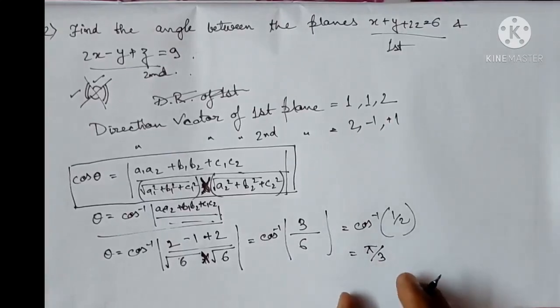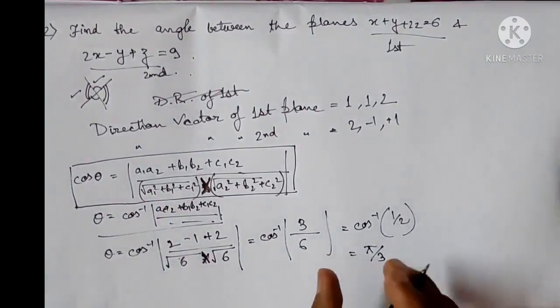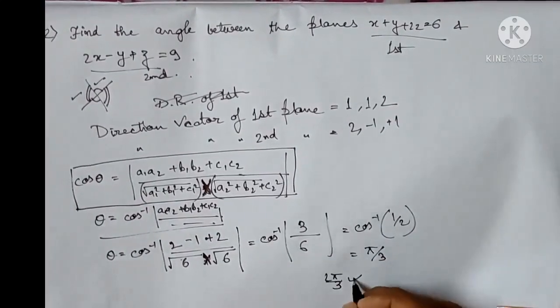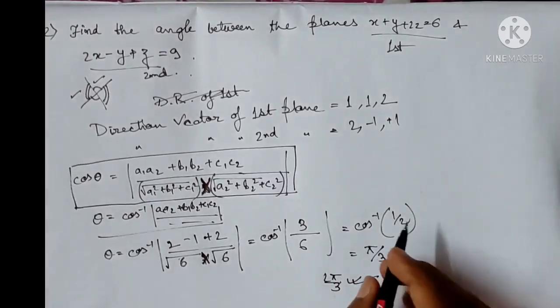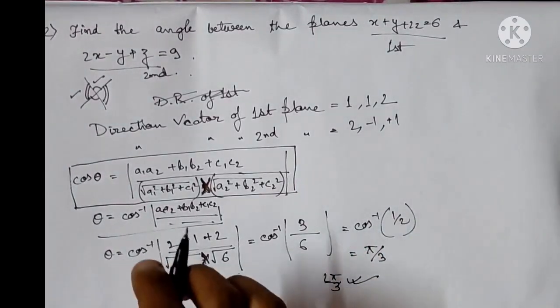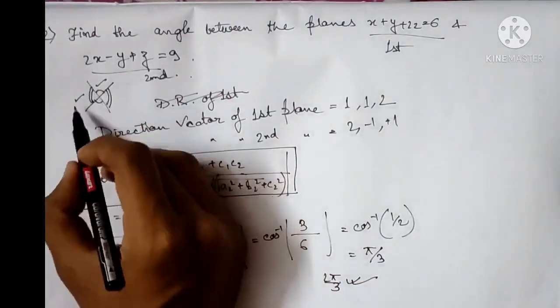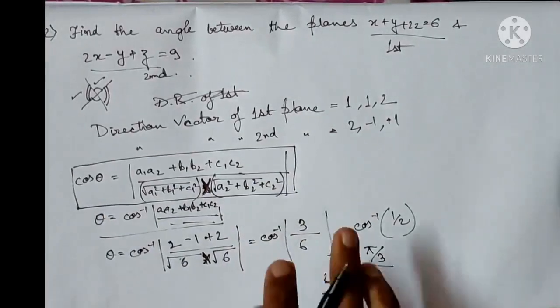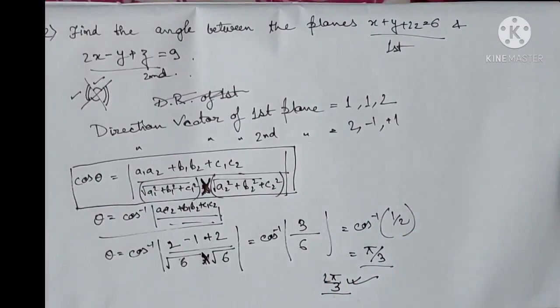So here we are finding pi by 3. If the option 2 pi by 3 is also given, that is also correct, because as we know one angle will be acute and one angle will be obtuse, so we will get two angles here, right? So both pi by 3 and 2 pi by 3 will be right, so don't worry about that, as you will get the options.